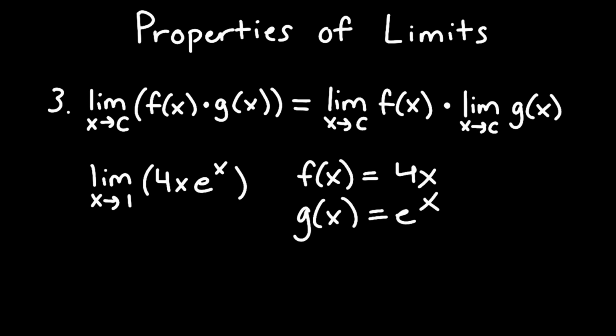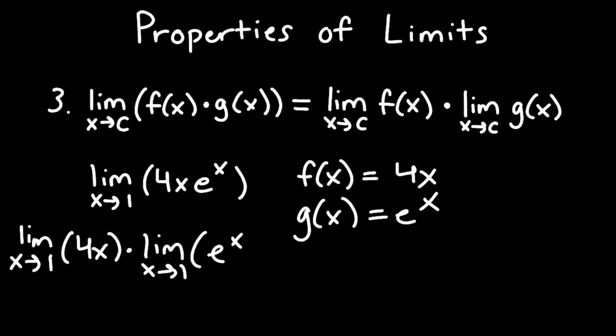Now, using the product property, again making sure to keep the parameter consistent across both limits, we get this. Now, if we go ahead and just plug in, we get 4 times e to the 1. You might be confused by this at first, but you can literally just plug in the 1 as the x. And anything to the 1 power is itself, so we just get 4e.